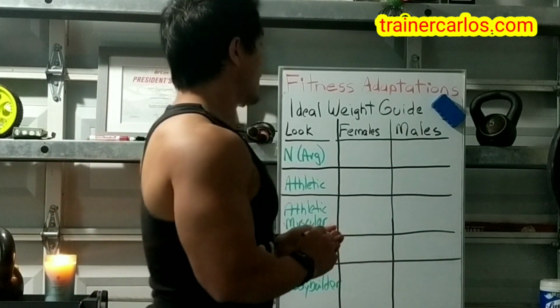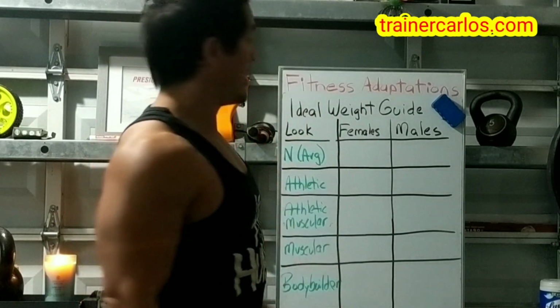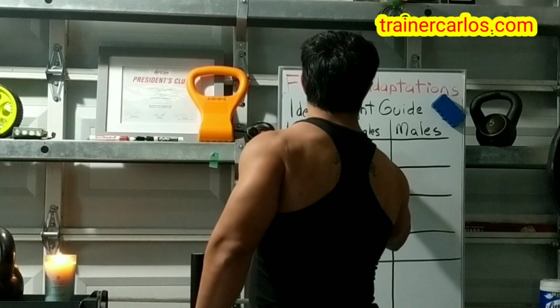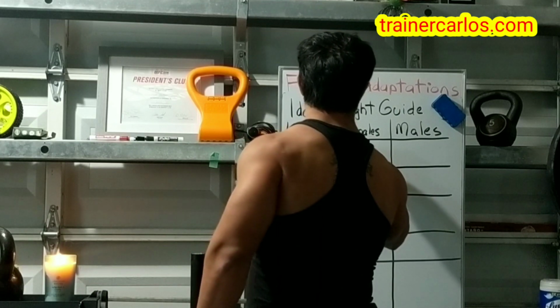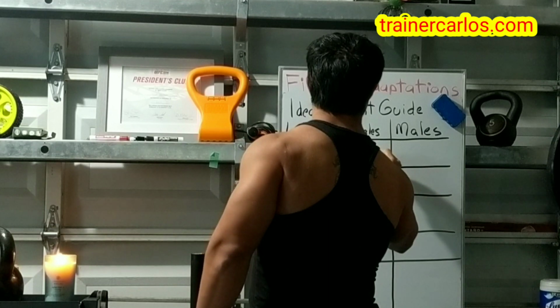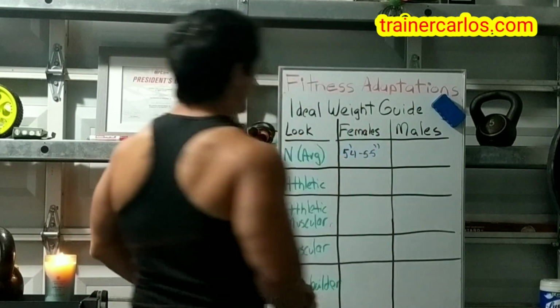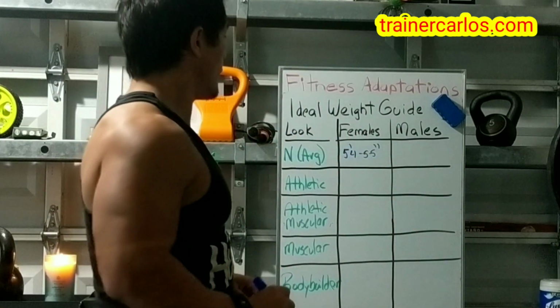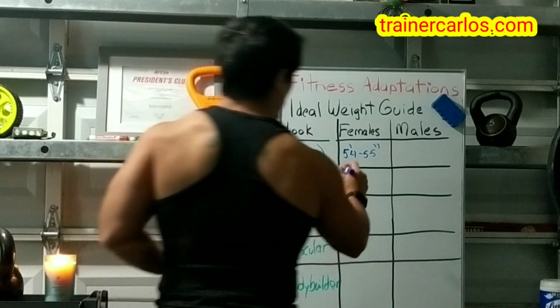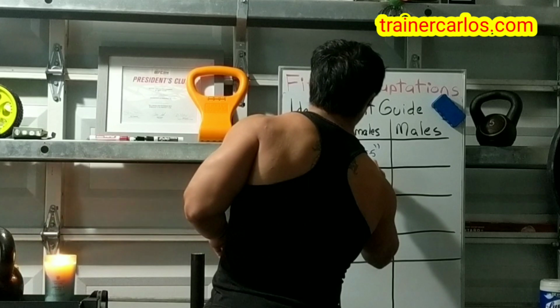Now, let's talk about the ideal weight guide. What should you be? So a woman, let's say if you are about 5'4" to 5'5", I'm gonna say that your ideal weight in the normal, right, you're gonna be somewhere around 130 pounds.